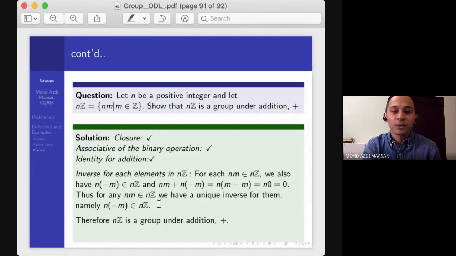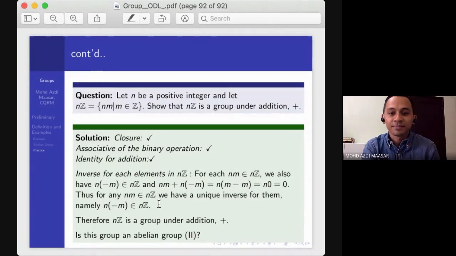Now let me ask you, is this group abelian? This is the second question for this video, and I want each of you to reply with your answers in the comments below.